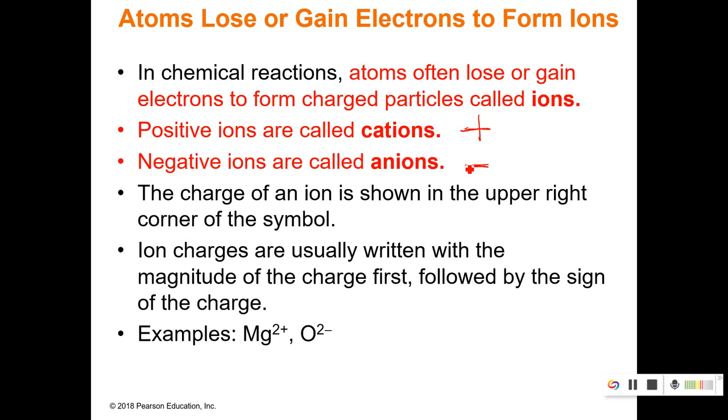And normally negative or opposite is the an prefix in English. So that's how you can remember that. Also, sometimes people remember cats are good and ants are bad. So if you want to do it that way, that's fine too. The charge is shown in the upper right corner, which again, we did see in that nuclear model activity that we did. And you can see them here. Notice the charge number is written first and then the plus or minus.